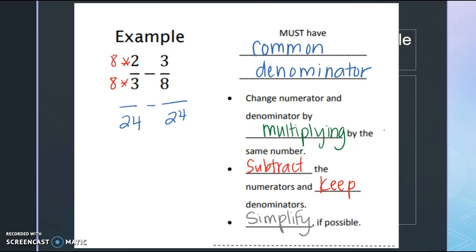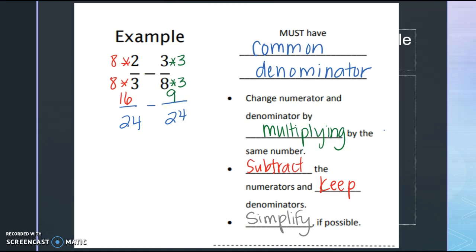Make sure you're writing down all of these notes in your note sheet. So 8 times 2 gives us 16. When I look at my second fraction, I had to multiply 8 by 3 to get to 24. So I do the same thing to my numerator, and I should have 9/24.